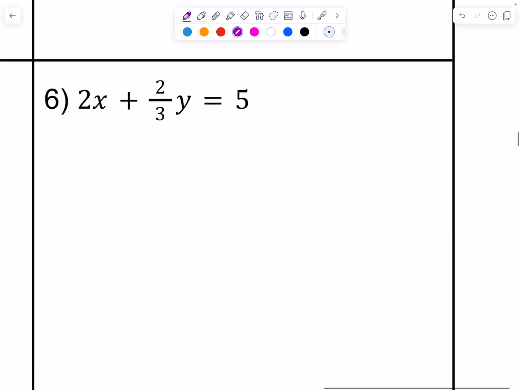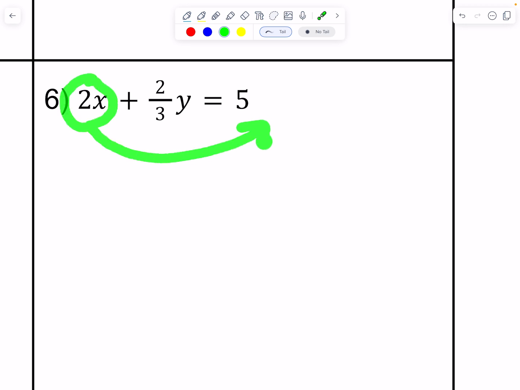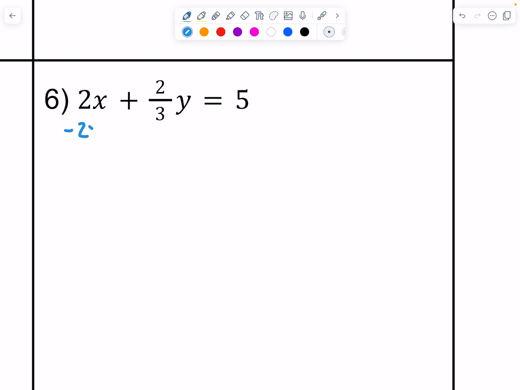Okay, let's do one last example. So we have 2x plus 2/3 y equals 5. We need to move the x term over, and it's a positive 2x, so let's subtract it. And then those add up to 0, and we get positive 2/3 y is equal to negative 2x plus 5.